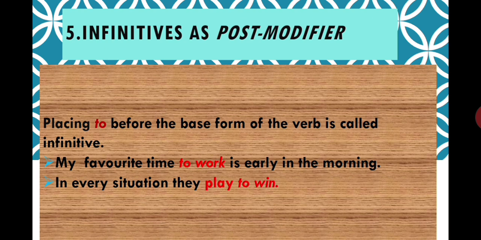In every situation, they play to win. In this sentence, play to win is an infinitive phrase. It comes after the pronoun they and adds more information about the word they. So, play to win, this infinitive phrase, is a post modifier also.